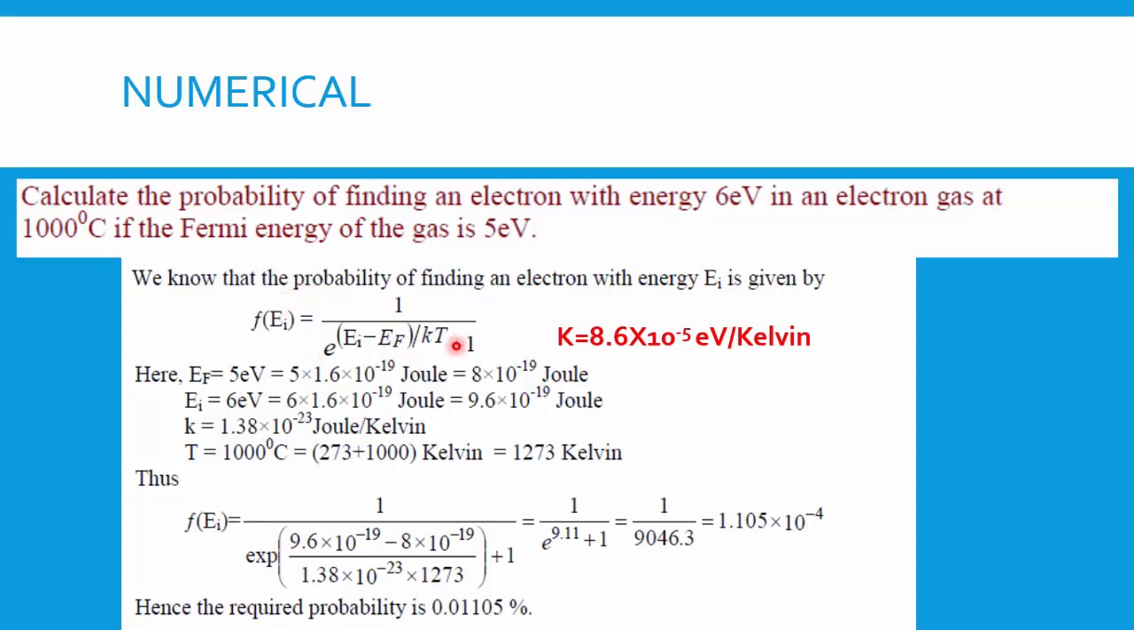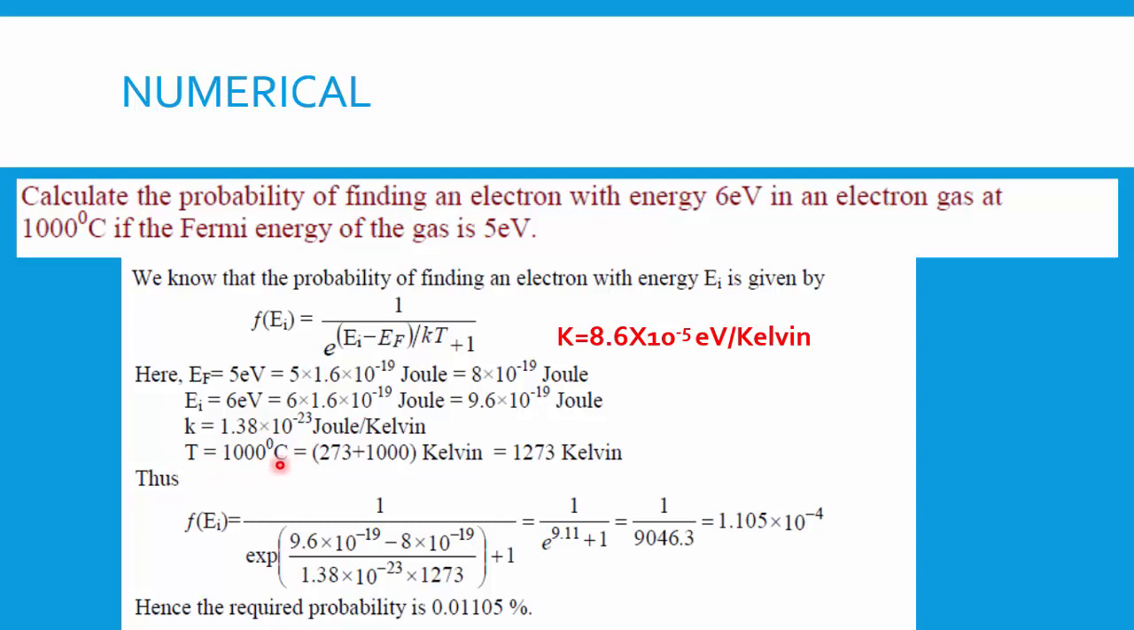I will use FD. Now what I can do is convert this energy value into joule. If I'm using this energy in joule, then I have to use the Boltzmann constant as 1.38 × 10 raised to minus 23 joule per Kelvin. But if I want to use this as electron volt, I don't have to change it to joule. In that case, I have to consider the Boltzmann constant value as 8.6 × 10 raised to minus 5 electron volt per Kelvin. It's your wish.